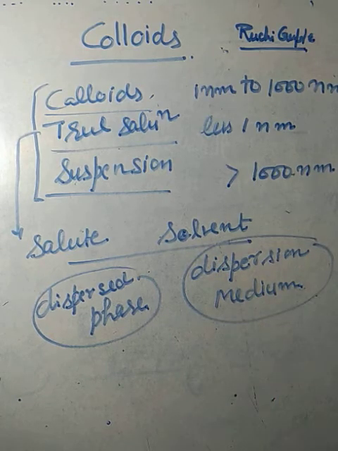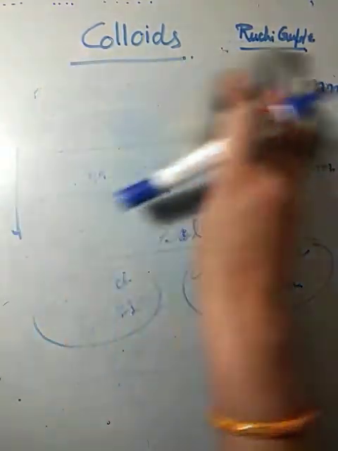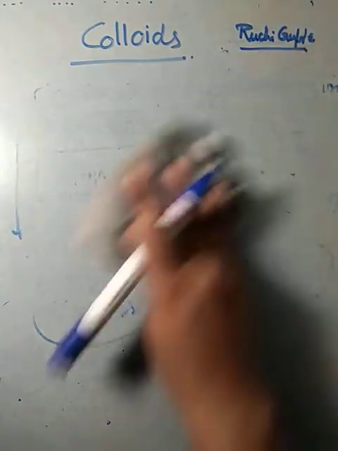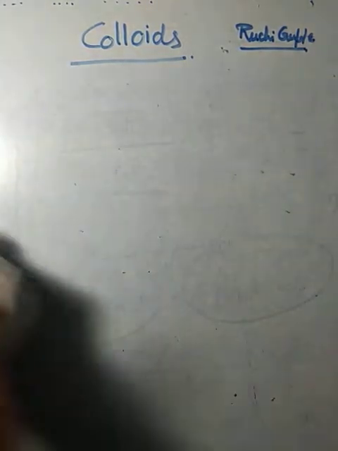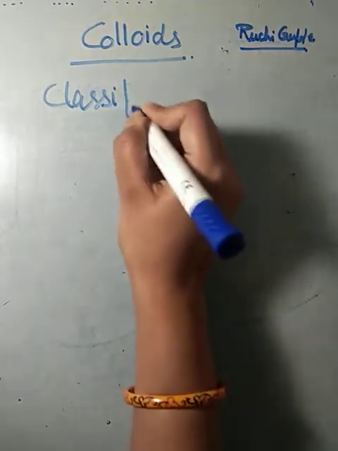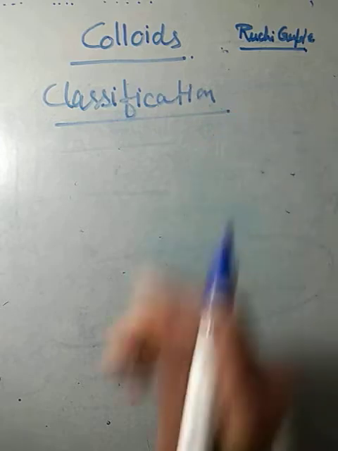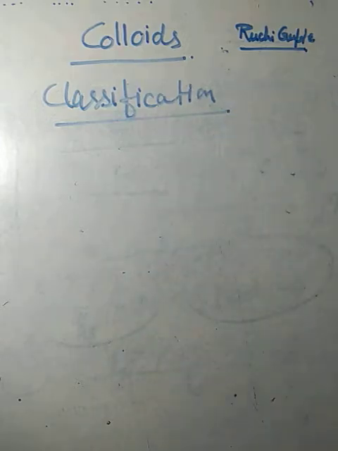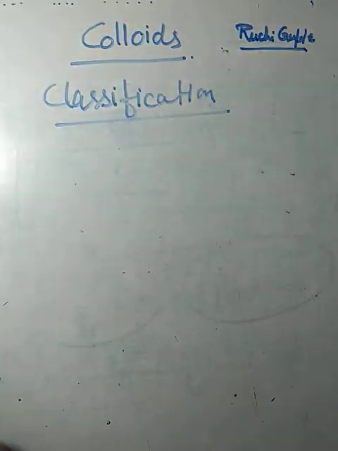Now we'll come to the next topic, in which we study classification of colloids. We can classify colloids on the basis of dispersed phase and dispersion medium. So here we'll start with the first classification based upon the physical state of dispersed phase and dispersion medium.